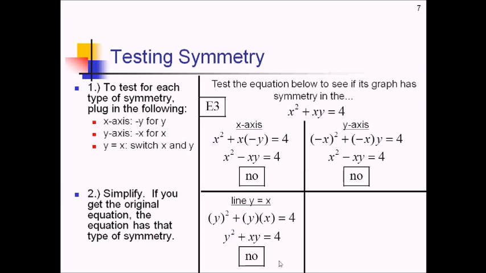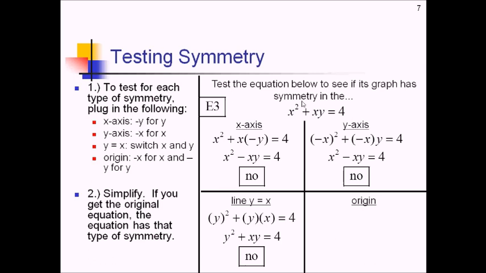For the last one, you might remember that for origin symmetry, the points x comma y and negative x comma negative y are both on there. So we're going to make x and y both negative. Pause the video and take a sec to run this test yourself. Okay, let's see how you did.